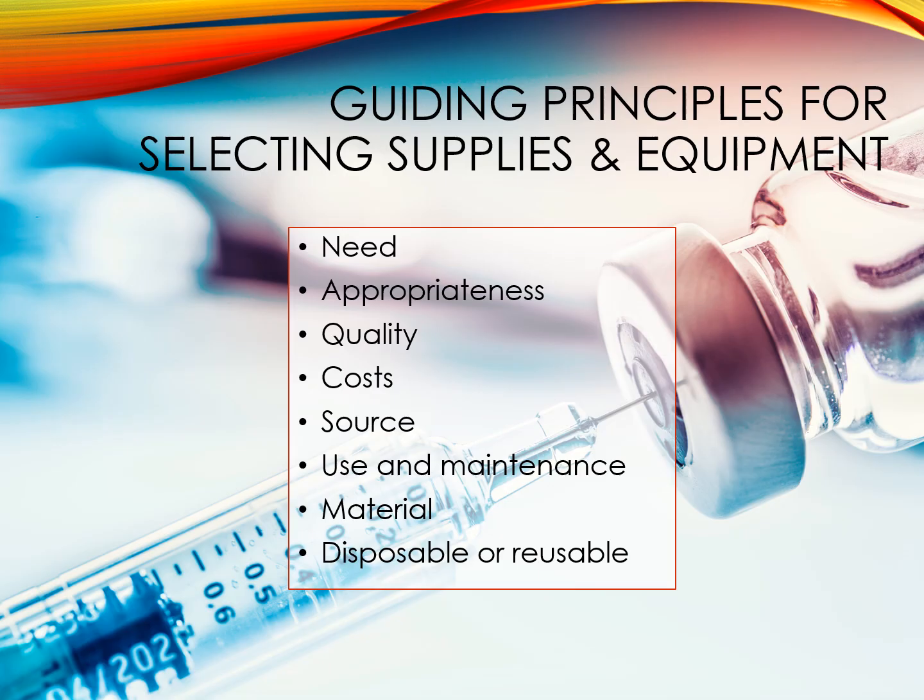Factors to consider when selecting supplies and equipment include the need, the appropriateness of it, the quality and the cost, the source, how often it will be used and how it will be maintained and how much maintenance it will require, the material that it's made with, and whether it's disposable or reusable.